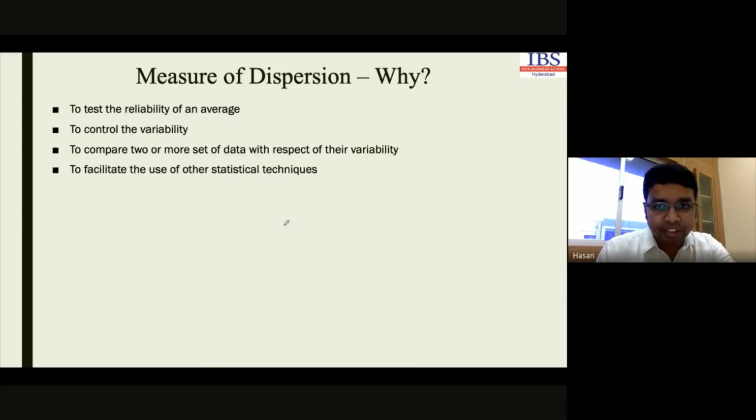So there is some reason why you learn this dispersion. I have already explained it to you, so you just read this one. I'm not discussing it. Okay, so look here.